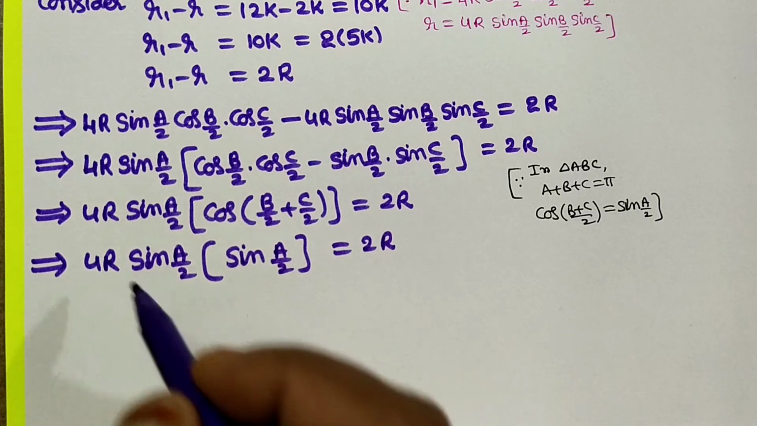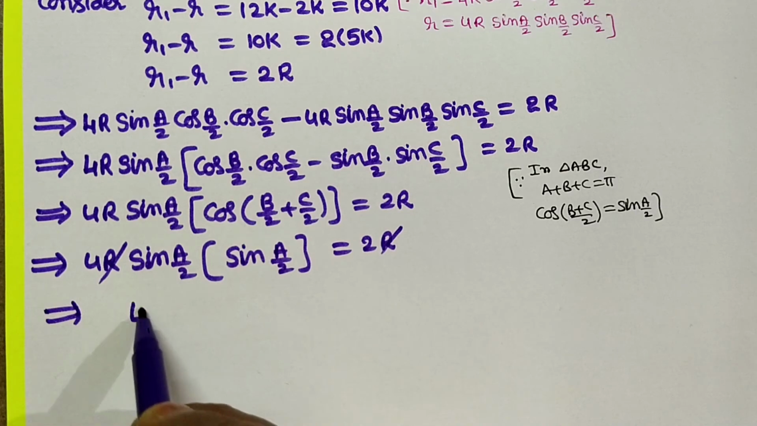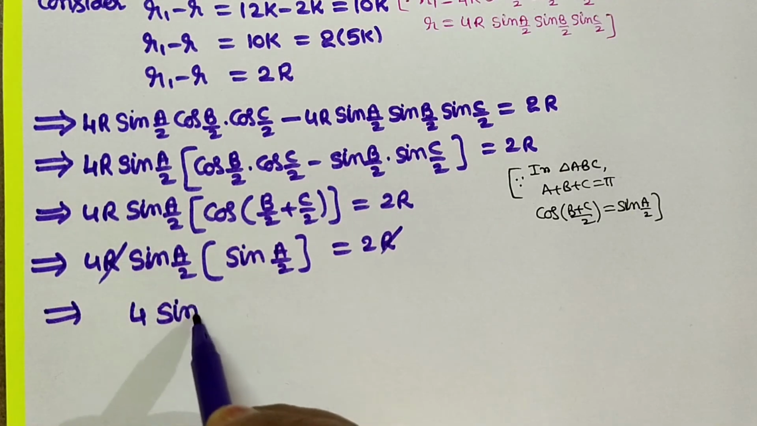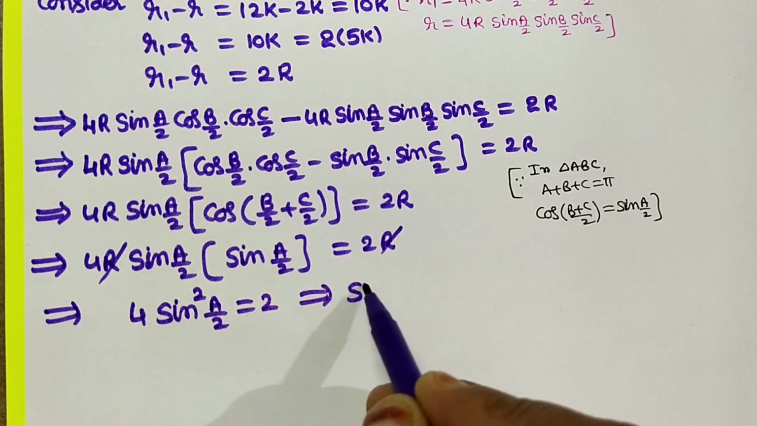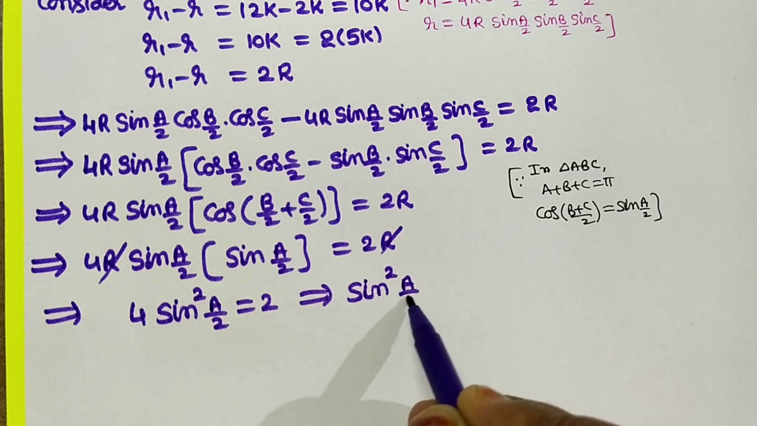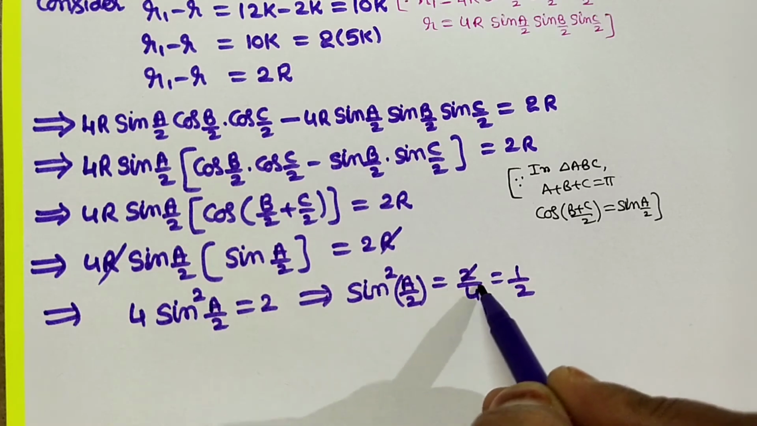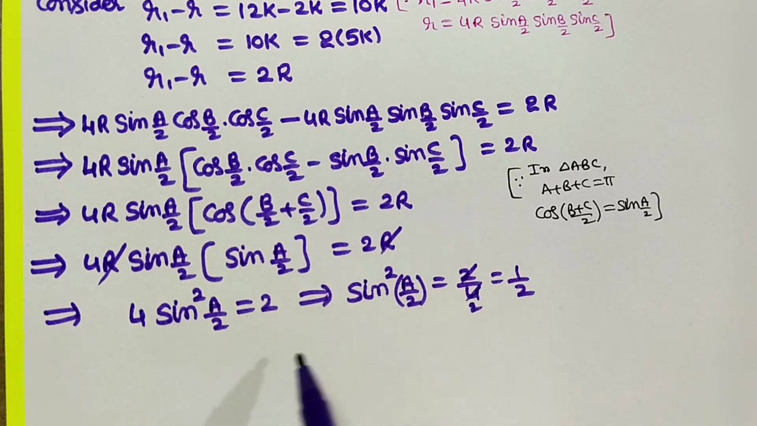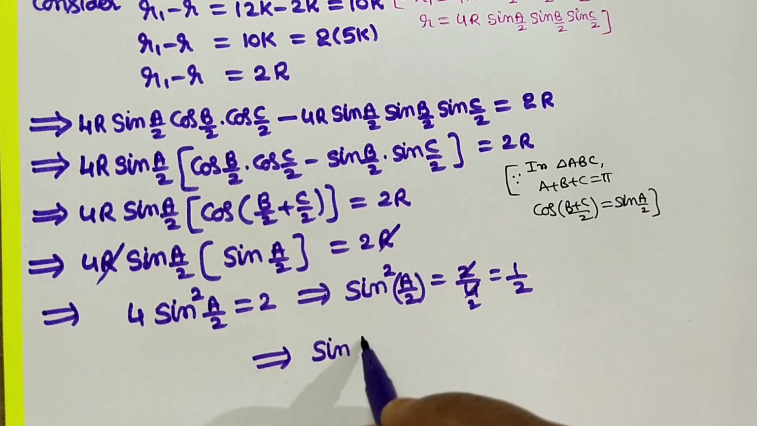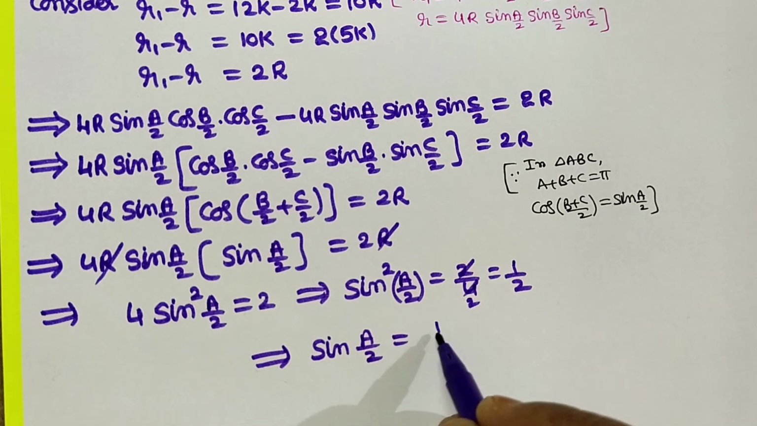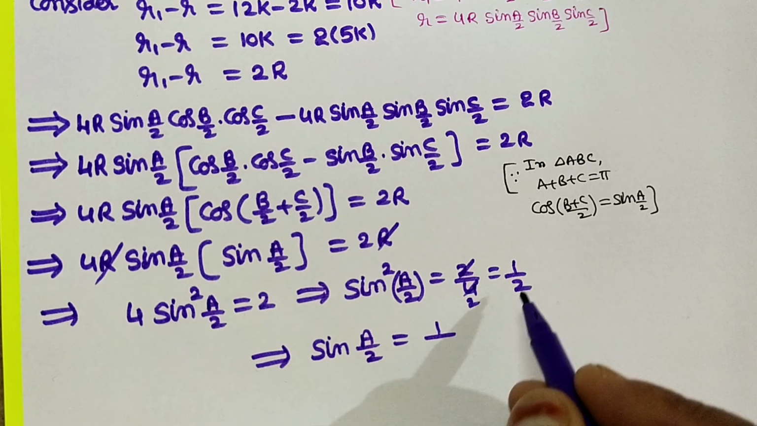Now both sides R get cancelled, and that implies 4 into sin A by 2 into sin A by 2, that is sin square A by 2, is equal to 2. That implies sin square A by 2 is equal to 2 by 4, which is equal to 1 by 2. So sin A by 2 equals 1 by root 2.